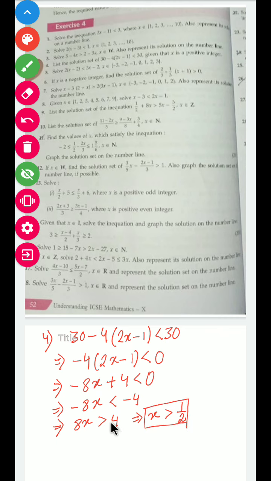Now you have to find out the solution set. So you have to make the solution set, here x is given as a positive integer. So which positive integers are greater than half? These are 1, 2, 3, 4 and so on. So the solution set is 1, 2, 3, 4, dot dot dot and so on.